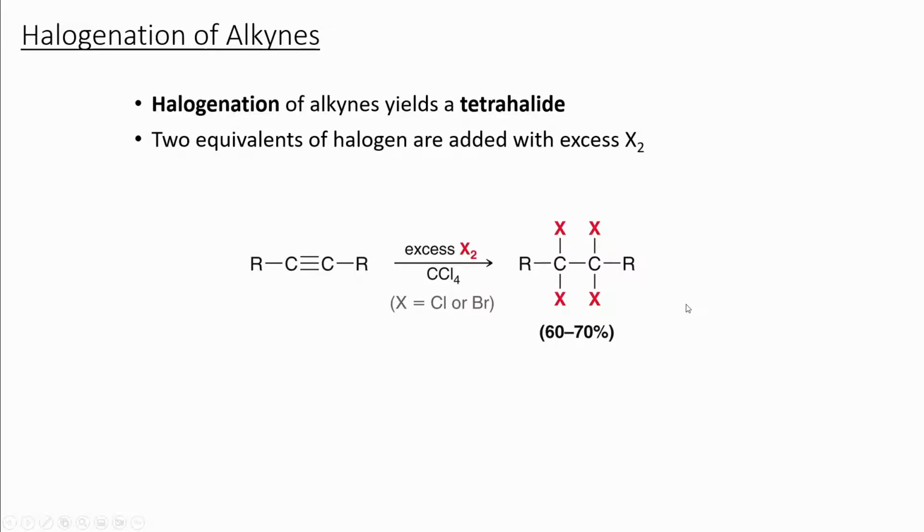The halogenation reaction of alkynes is also analogous to that of alkenes. In this case, we will yield a tetrahalide. Two atoms of halogen will be added for each pi bond that is found in the starting material. Using excess halogen with carbon tetrachloride as a solvent, we're able to add 4 halogens to the molecule and remove 2 pi bonds.